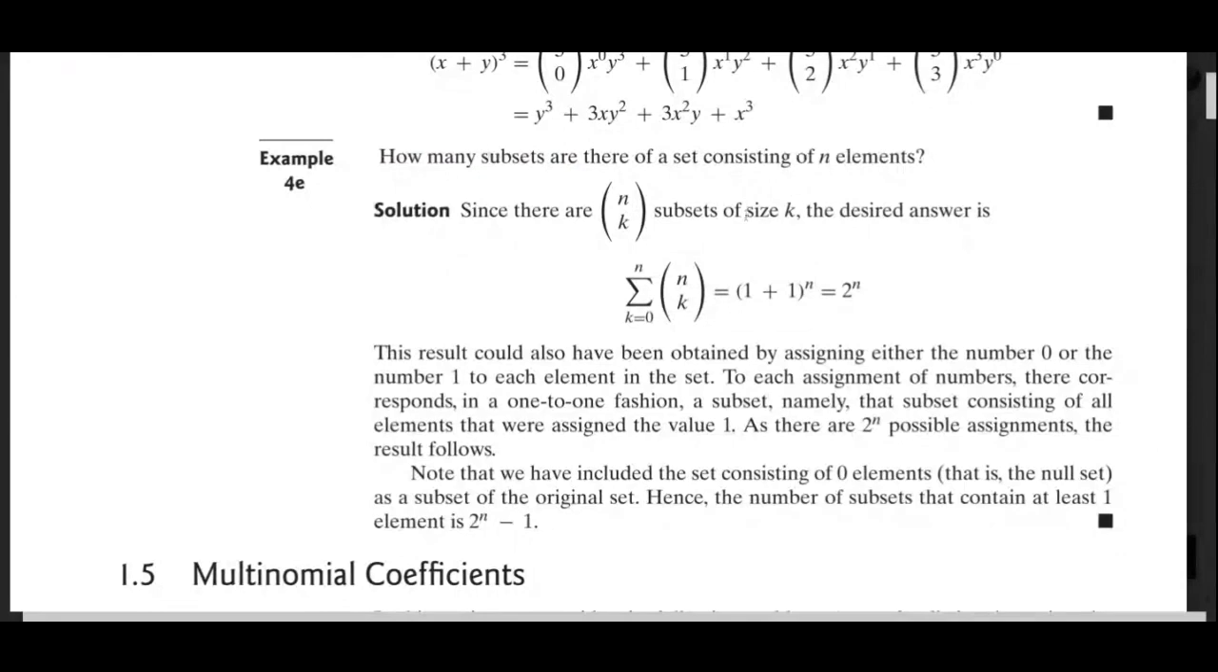How many subsets are there? Let's see this calculation. Since there are n choose k subsets of size k, the desired answer is the sum where index k goes from 0 up to n. Because n choose nothing is the empty set, n choose 1 is just one member, n choose 2 is two members in the subset, n choose 3, and so on, up to n choose all of them. So that's 1 plus 1 raised to n, which is 2 raised to n.